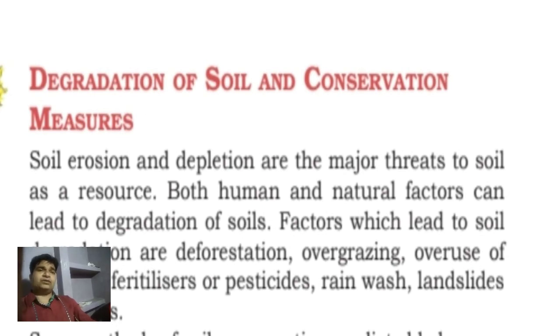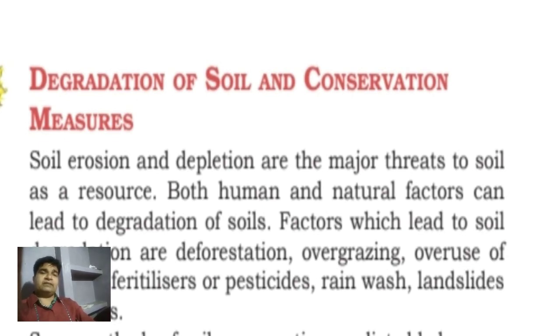Factors which lead to soil degradation are deforestation. Deforestation means cutting of the trees. Overgrazing. Overgrazing means more and more cattle are coming and they are eating the plants and grass grown there.